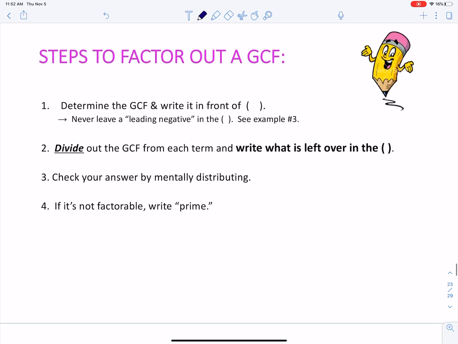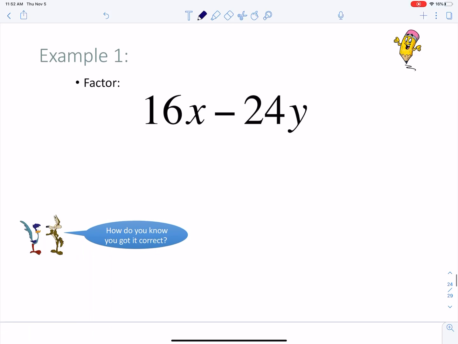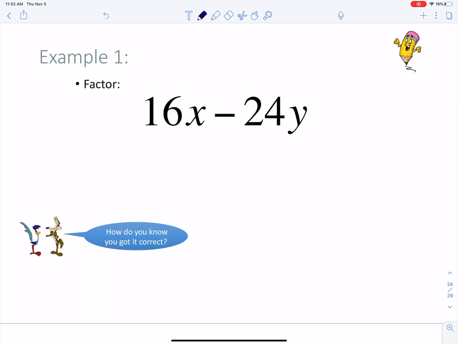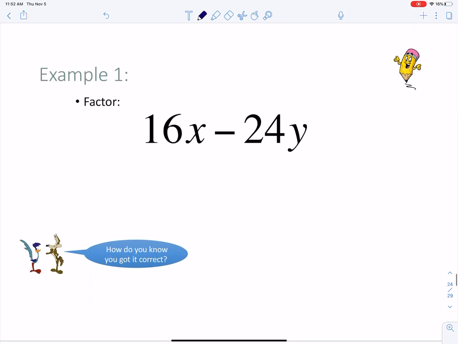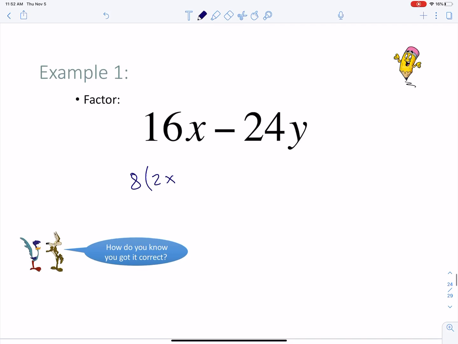So you might have to pause that to write everything down, but you guys are all writing some examples here. All right, so first things first, looking for our GCF, I like to check with the numbers. So 6 and 24, that has a GCF of 8. Now x and y don't have anything in common, so I'm just going to leave them as they are. So 8 times 2x is going to get me 16x minus 3y.